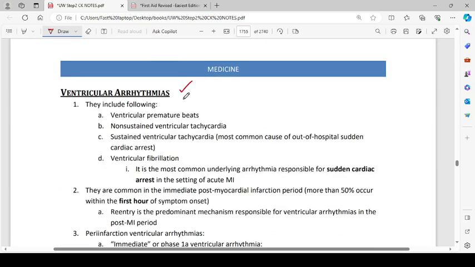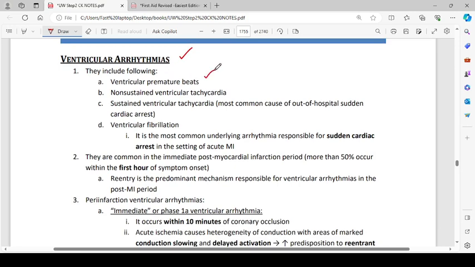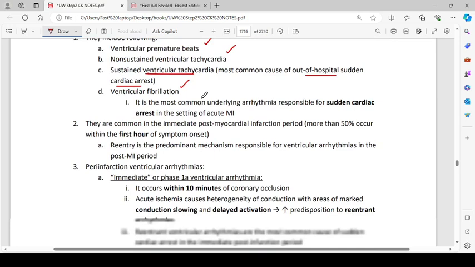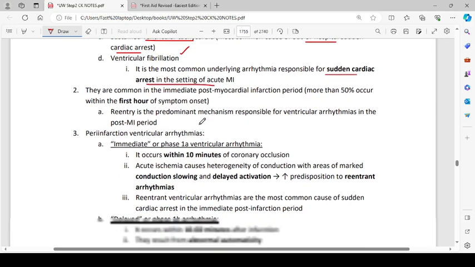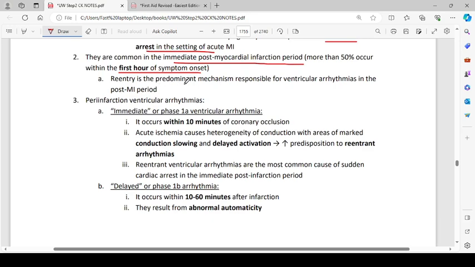Then let's talk about ventricular arrhythmias. They include ventricular premature beats, non-sustained ventricular tachycardia, and sustained ventricular tachycardia, the most common cause of out-of-hospital sudden cardiac arrest, and ventricular fibrillation. It is the most common underlying arrhythmia responsible for sudden cardiac arrest in the setting of acute MI. They are common in the immediate post-myocardial infarction period. More than 50% occur within the first hour of the symptoms. Re-entry is the predominant mechanism responsible for ventricular arrhythmias in the post-MI period.